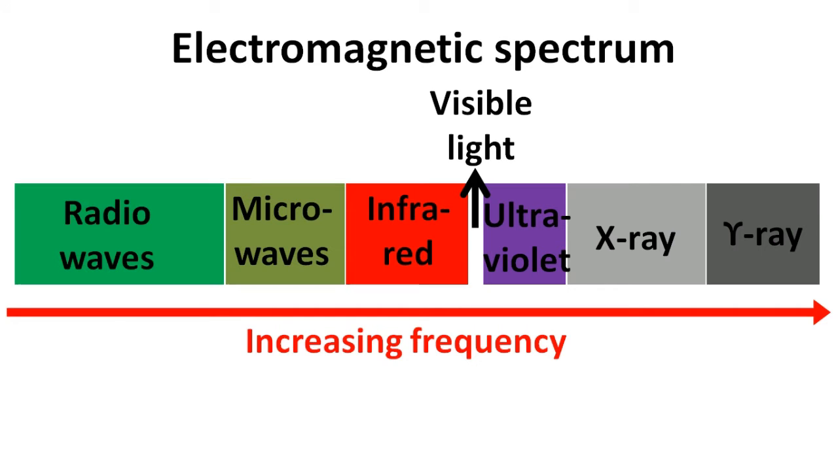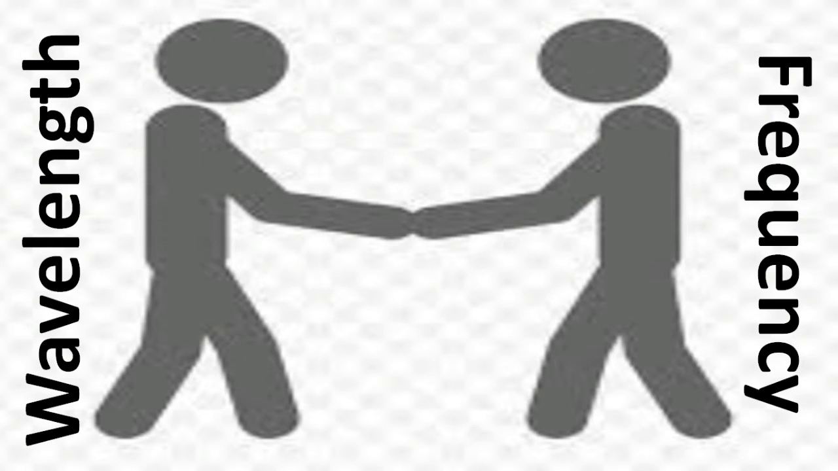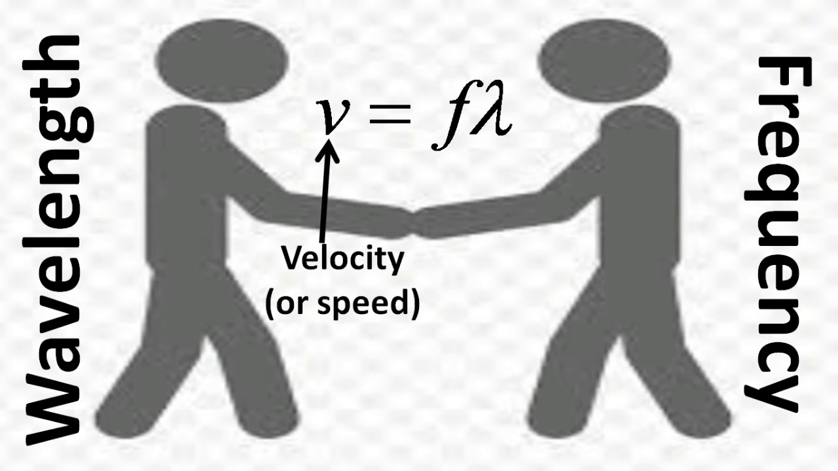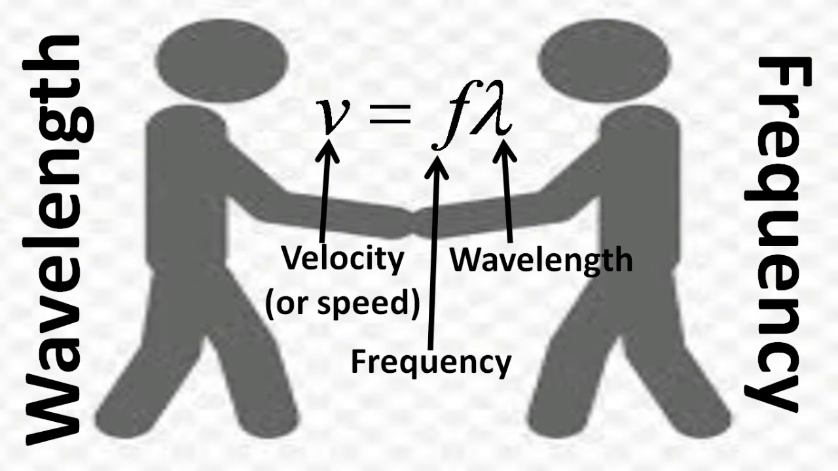Good. Let's now talk about the waves in terms of their wavelength. Do you remember the relationship between the wavelength and frequency of a wave? Yes, I remember that V is equal to F lambda, where V is velocity or speed of the wave, F is the wave frequency, and lambda is the wavelength.